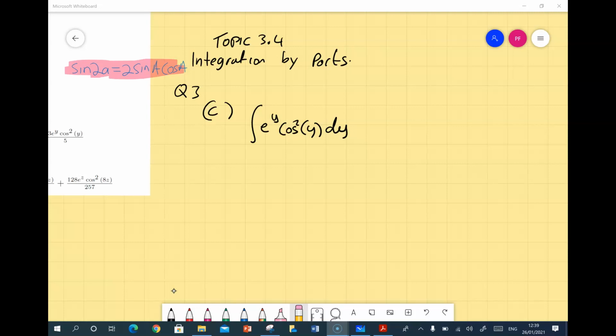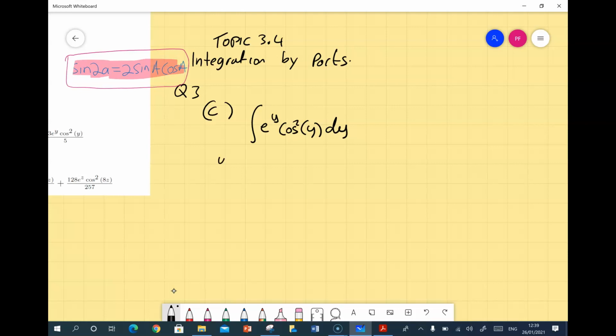The fastest way I found is using a trigonometric identity that you'll find in your formula book: sine 2a is equal to 2 sine a cos a. And I'll point out where we're using that later on. If we don't use that, the other ways I tried get quite long. This is quite long as it is.